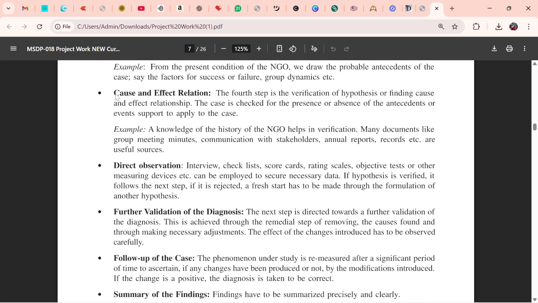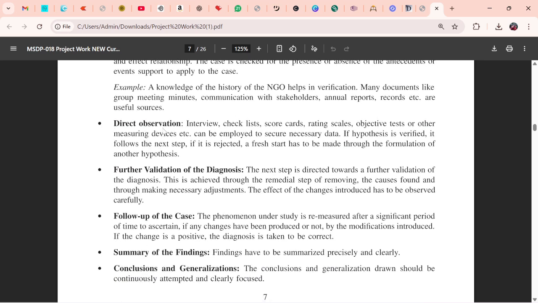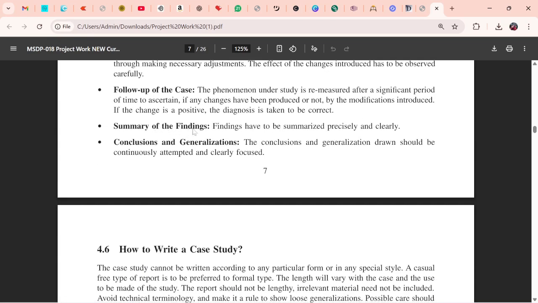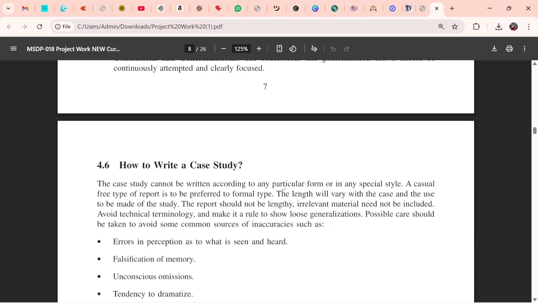In this way, you also have to take care about the cause and effect relation. Okay, direct observation, further validation and diagnosis, follow up the case and summary of the findings, conclusion and generalization. You can read this particular guideline in brief so that you have good knowledge about this particular project work.